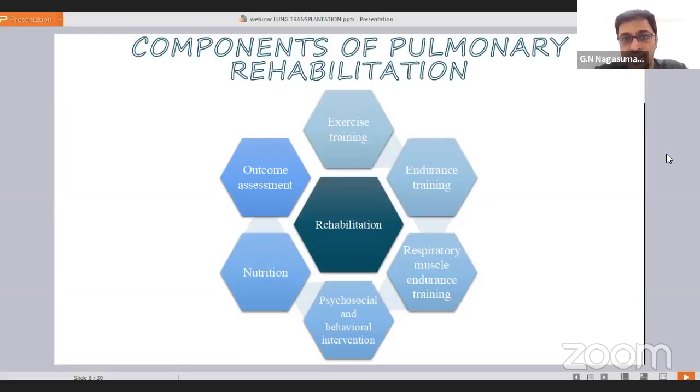Being a physical therapist, my role is to emphasize exercise training, endurance training, respiratory muscle endurance training, and respiratory muscle strength training. I need support from psychologists for psychosocial support, and from our dietitian for nutrition support. Based on all these things, we'll check some outcome assessments to explain to the patient so that the patient can move further.